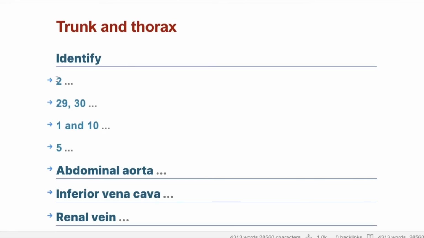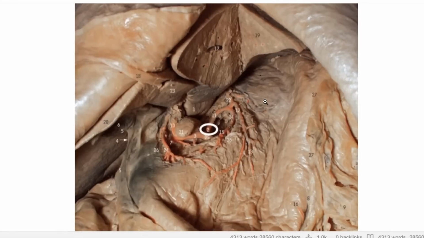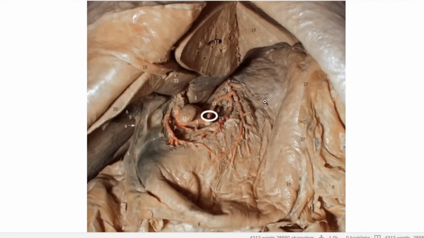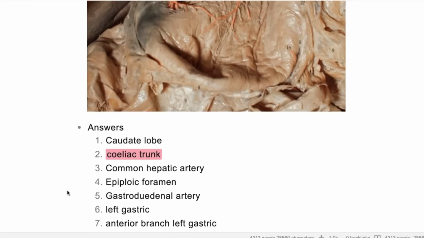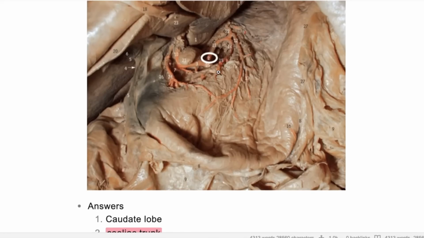Can you identify number 2 in this one? Number 2 is the celiac trunk. Well done. There are many other structures, but for the sake of this mock exam, it's just number 2. It gives many branches. Number 3, do you know number 3? It is the common hepatic. What goes to the other side, just behind the stomach, above the pancreas? The splenic artery. Well done.